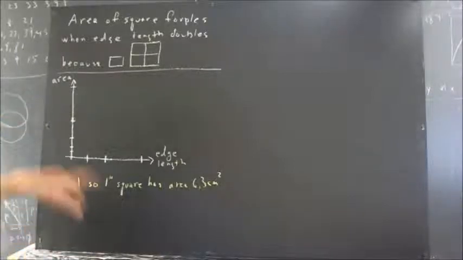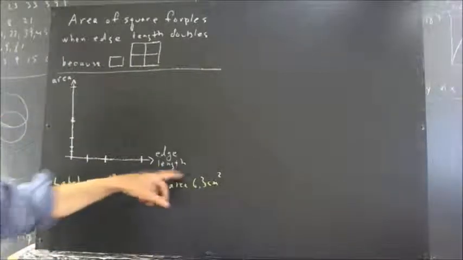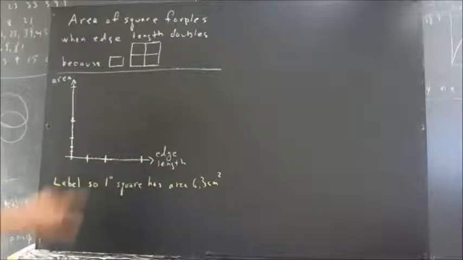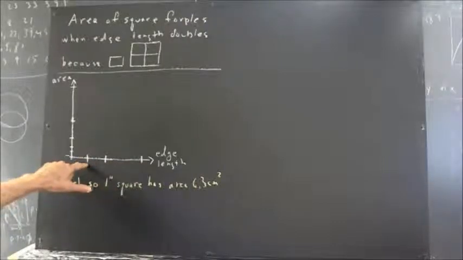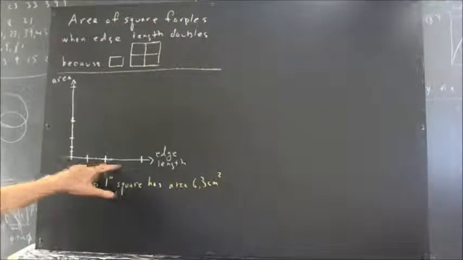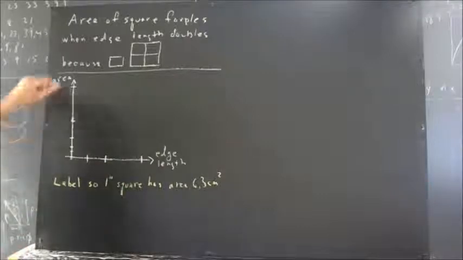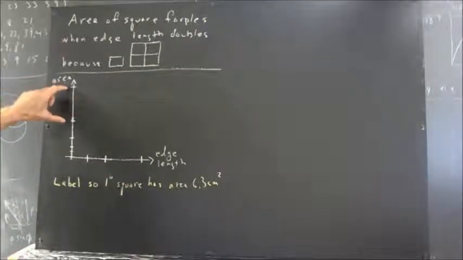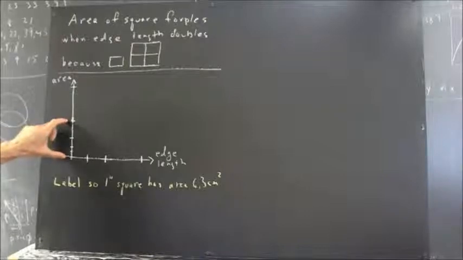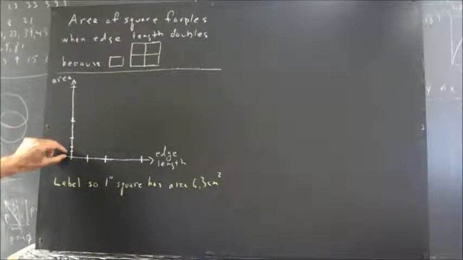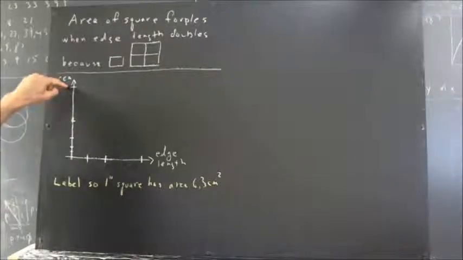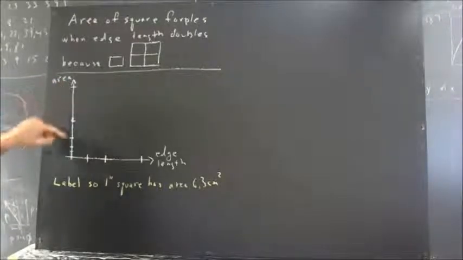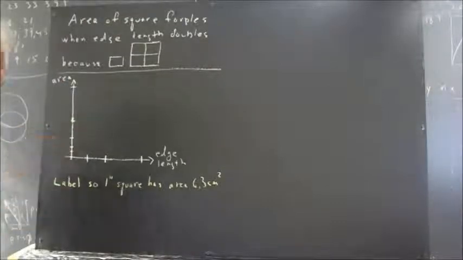Now we then construct a graph. Here's the edge length axis, marked off so that this edge length doubles to give this one, and this one doubles to give this one. And here I start with an area, divide that in half, divide that in half, divide that in half, and divide that in half. So this is 1/4 of this, this is half of this, this is half of this, so this is 1/4 of this, and this is 1/4 of this.